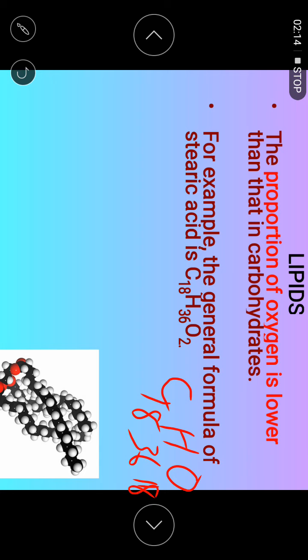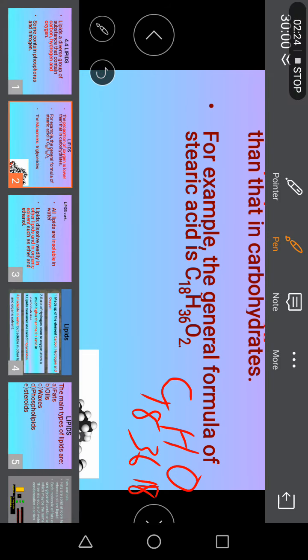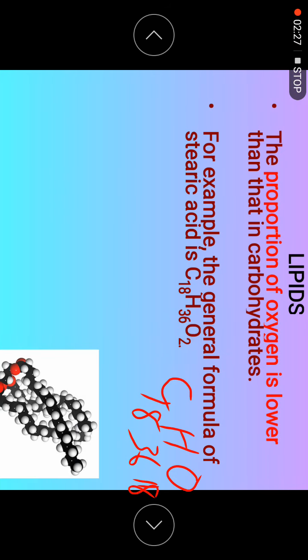But you can see here, if I compare the similar carbohydrate with the one in lipids, in lipids the O only has 2, but in carbohydrate you have 18. It shows that the ratio of oxygen is much lower. Lipids have less oxygen, and carbohydrates have more oxygen.